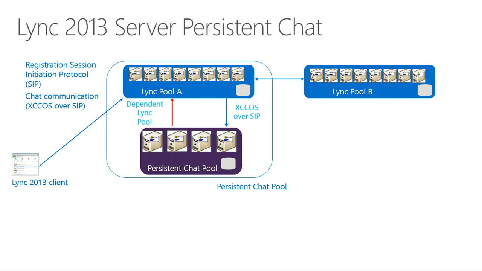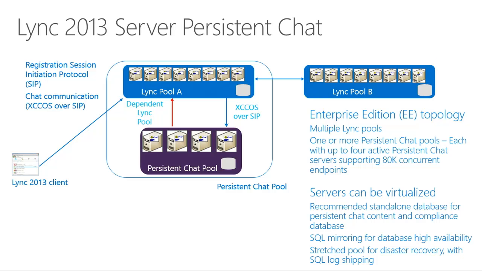Okay, so the communication from the client to the pool is the same SIP protocol that's not changed, but XCOS over SIP is used to communicate between the Lync pool and the persistent chat pool. Just more details on that topic.